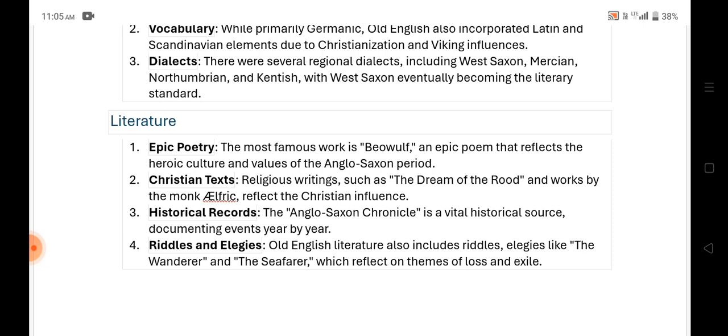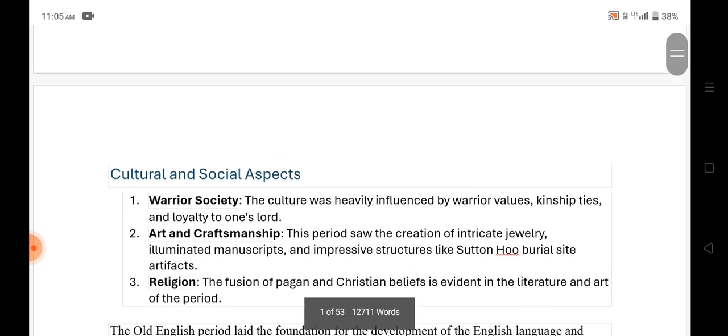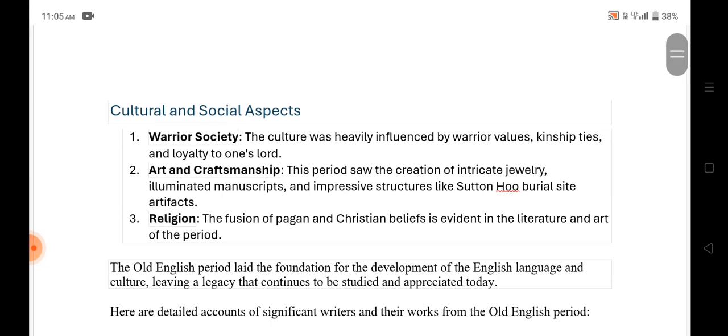We also see historical records. The Anglo-Saxon Chronicle is a vital historical source documenting events year by year. Next, we see riddles and elegies. Old English literature also includes riddles and elegies like The Wanderer and The Seafarer, which reflect on themes of loss and exile. We also see some cultural and social aspects.